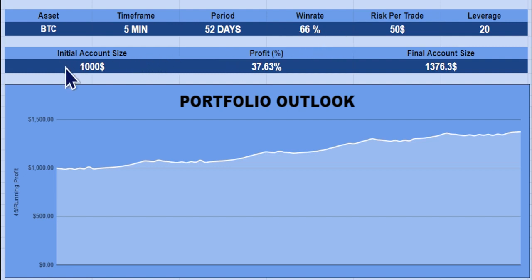If you have $1,000 as capital in your portfolio and use $50 per trade with 20 times leverage, you will end up having a 37.63% increase on your portfolio size, which will total to $1,376.3 in final account size. Now that's the end of the strategy.